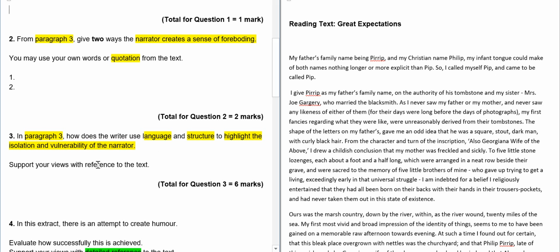So, the reason I'm doing that is because a lot of people find this the first sort of challenging question. It's a 6-mark question, so obviously worth considerably more than the 2 you've already done. And people get a little bit confused about which features class as language features and which features class as structure. There's also some confusion about the method.